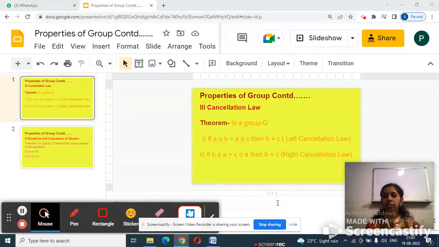And for proving the right cancellation law, just post multiply the equation B operation A is equal to C operation A by A inverse. In a similar manner, you will get B is equal to C. This law is known as right cancellation.